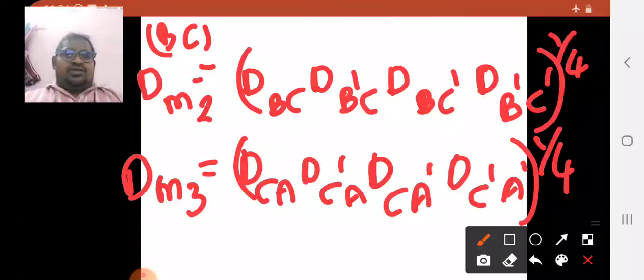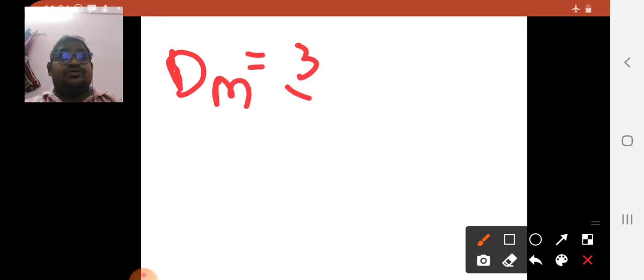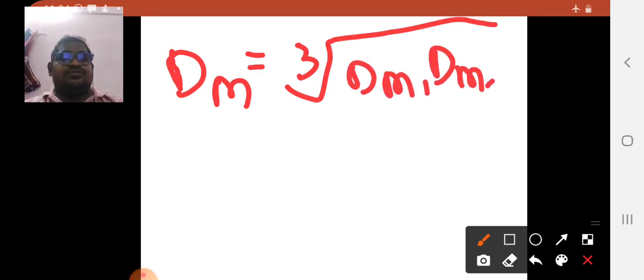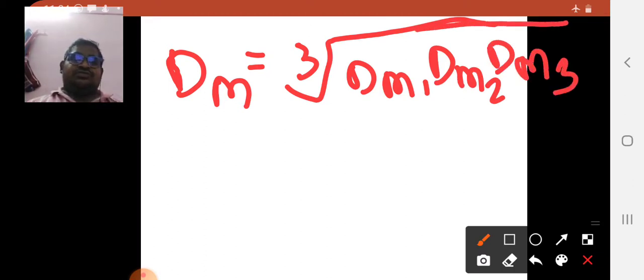Now let us find the entire GMD, the total GMD of the 3-phase double circuit, which is given by the mutual GMD. DM is equal to the cube root of DM1, DM2, DM3. Yes, do you get this? Very good. Now let me conclude about the inductance.